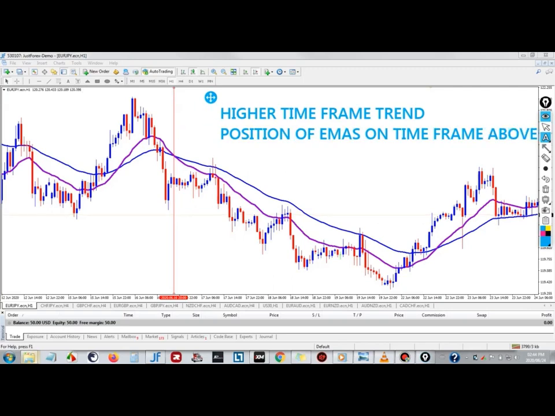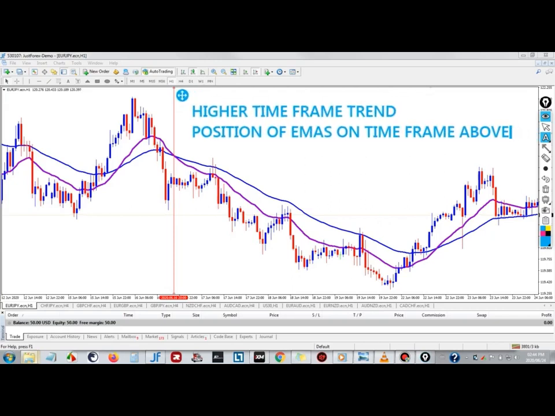I want to know the position of the moving average on the time frame above the current time frame that you want to use the moving average on. And that's basically the two things that I want to highlight most. Then I'm going to add as we go. I hope you have noted, guys.